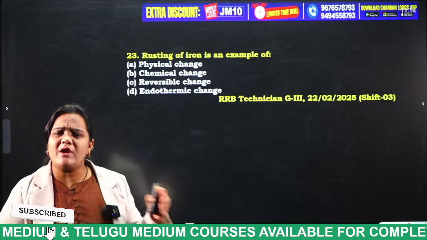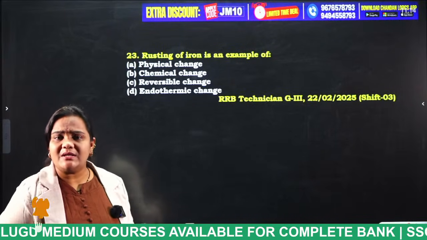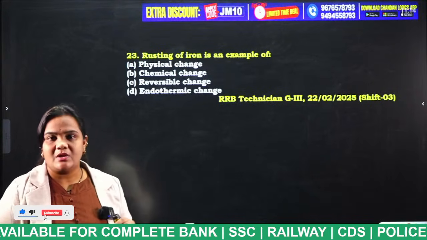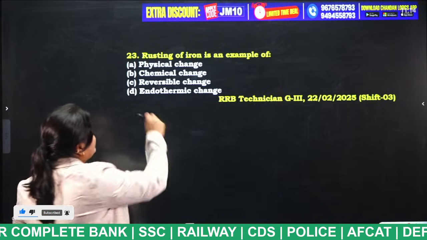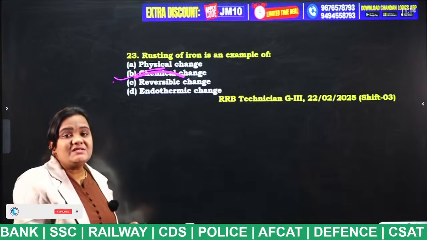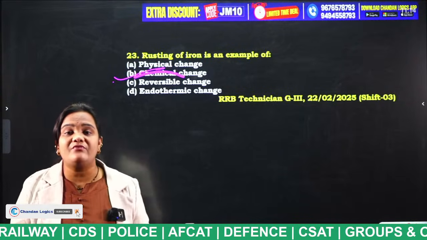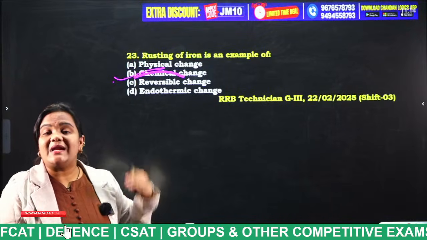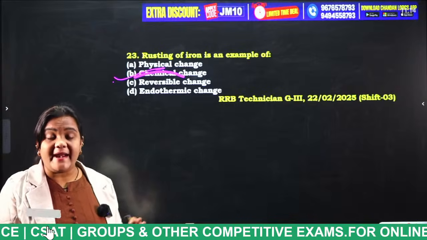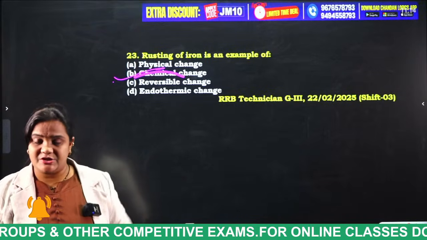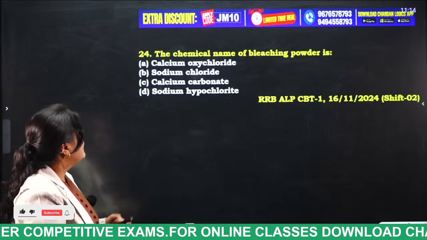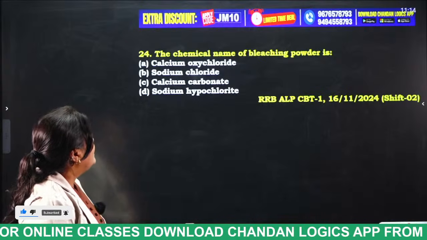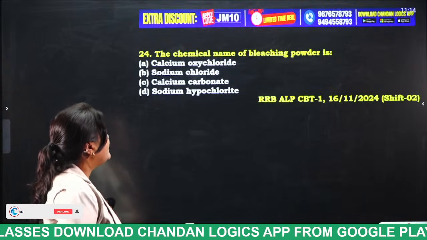What do you mean by endothermic, students? Endothermic is nothing but heat is absorbed. Exothermic is nothing but heat is released. So what is the answer, students? It is a chemical change. It is not a physical change. If the iron reacts with oxygen and moisture, a reddish layer is formed on the iron, and that is known as rusting, students.